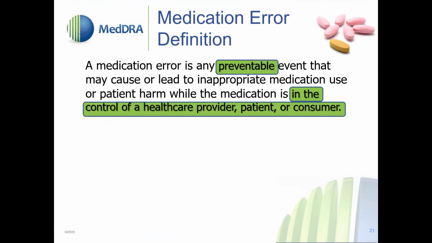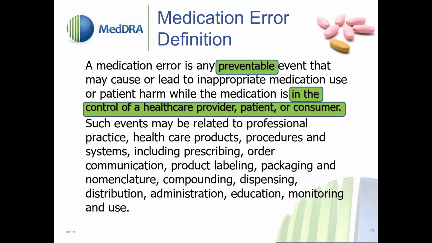The second aspect that is highlighted in green is important to remember. These errors occur during product use in the medication process, when the product is under the control of the healthcare provider, patient, or consumer. The term does not refer to errors that occur during manufacturing or are caused by wholesalers, for instance. In other words, outside of the control of the healthcare provider, patient, or consumer.